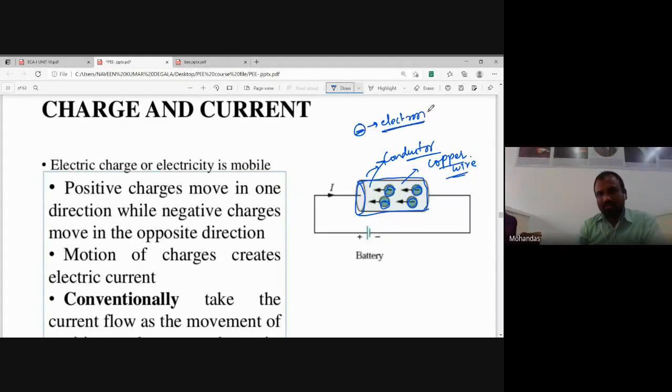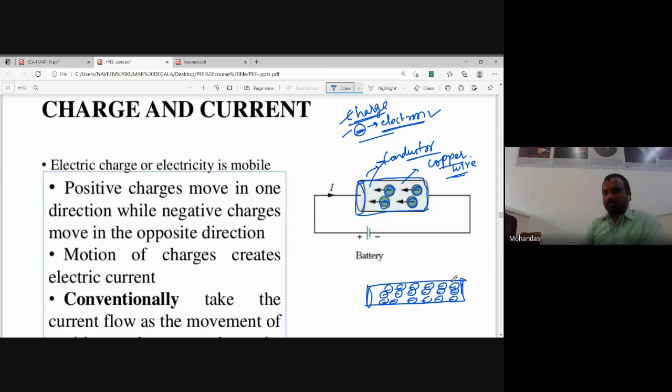It is known as an electron, or in another way it is a charge. So the diagram shows a normal conductor which has a number of electrons, known as free electrons. What do you mean by free electrons? These electrons are not bound by the nucleus. They are ready to move whenever you apply external energy to the copper conductor.